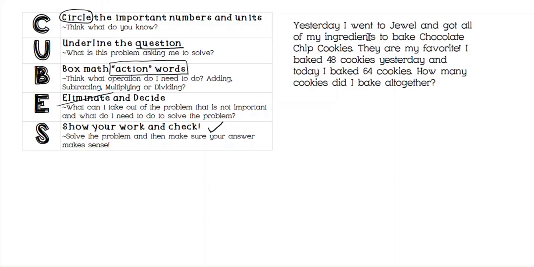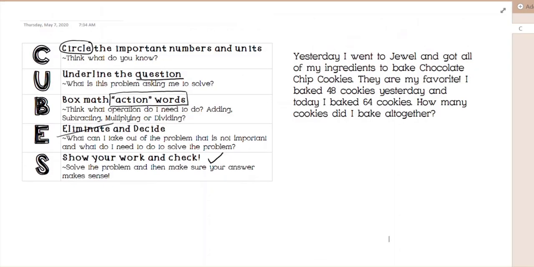We're going to circle 48 cookies and 64 cookies. Look and see that I also circled the unit, because the unit is so important to have at the end when we have our answer.